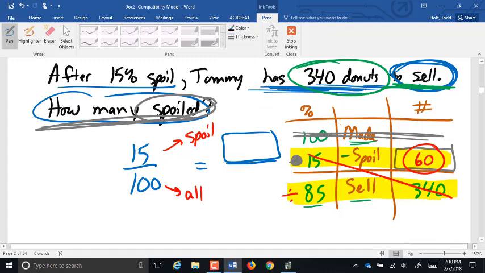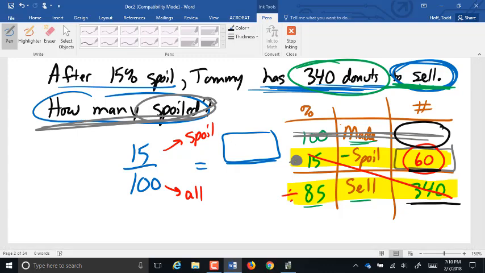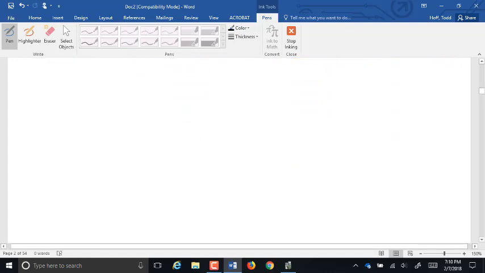This is a percent decrease problem where we had an original amount, it was reduced by another amount to give us the final thing. It was reduced by a percent to give us the final thing. These are the tricky ones. So let's look at a discount problem similar to that.